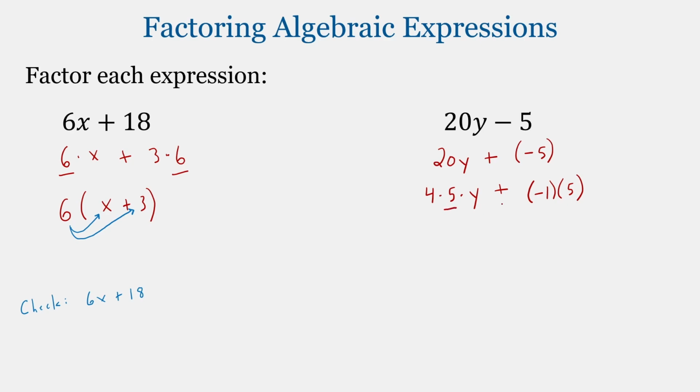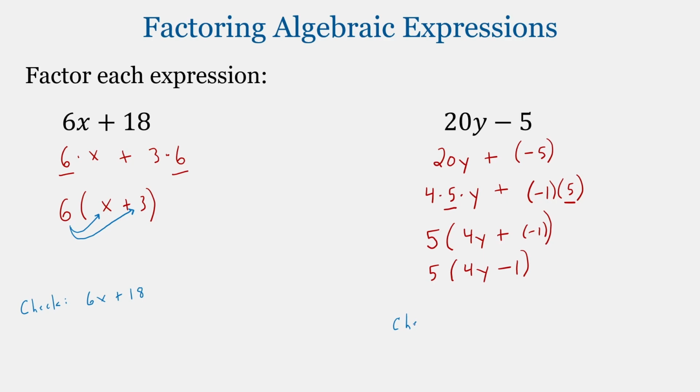That way we have the 5 and the negative 1 as factors. So a common factor between both is 5. It's the only factor. So we can factor out the 5. And that leaves us with 4y plus a negative 1. And then we will change this to subtraction. So 4y minus 1.